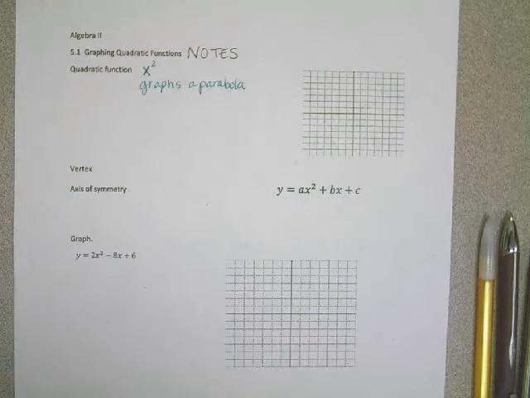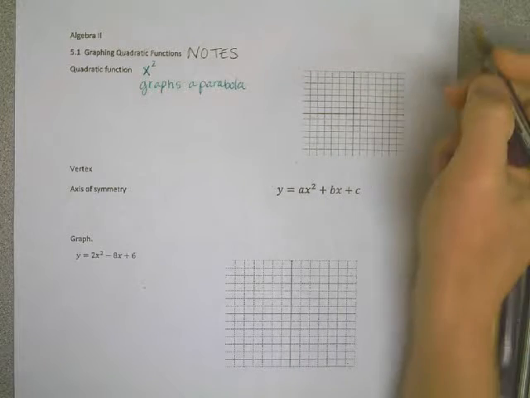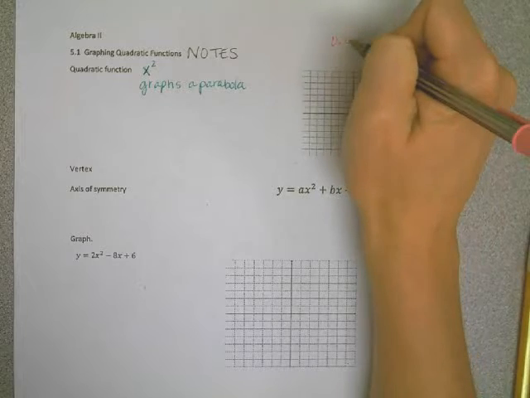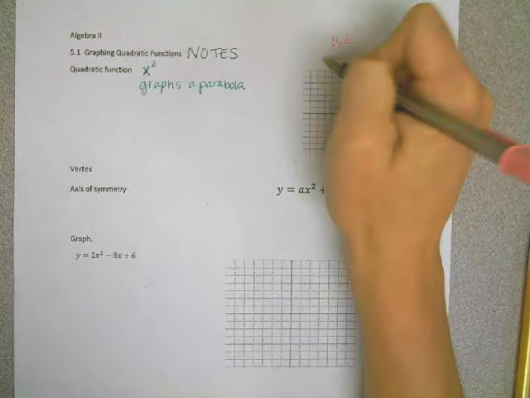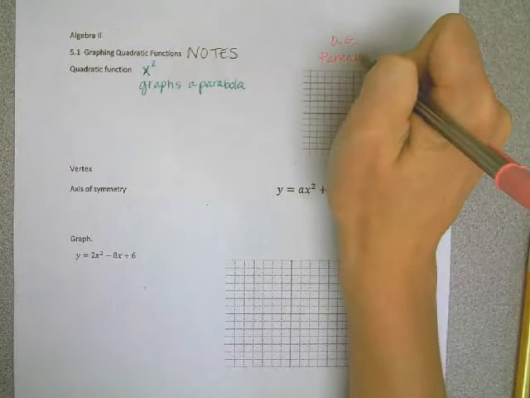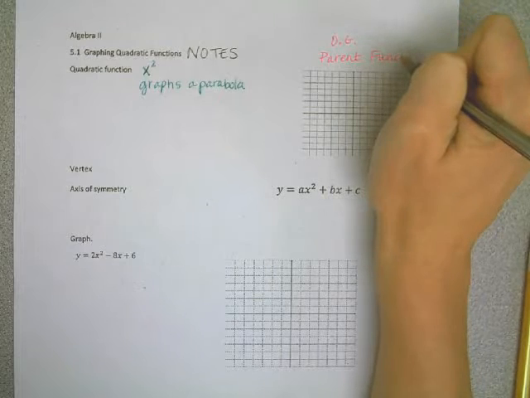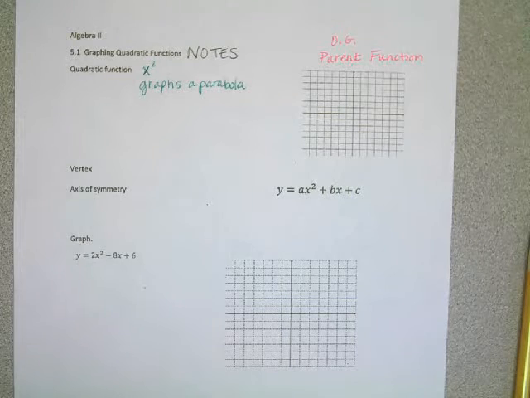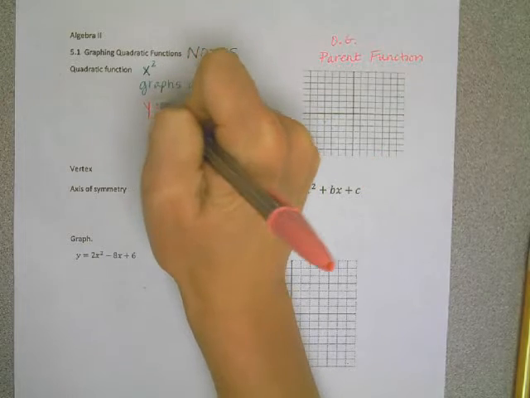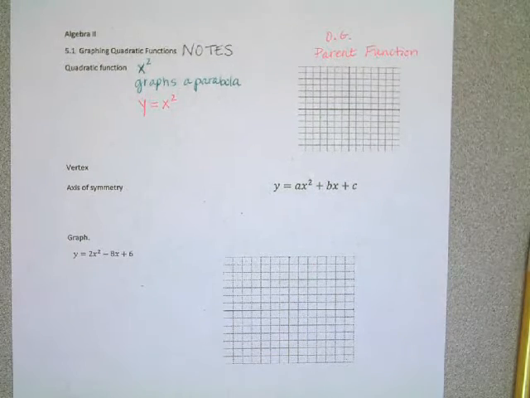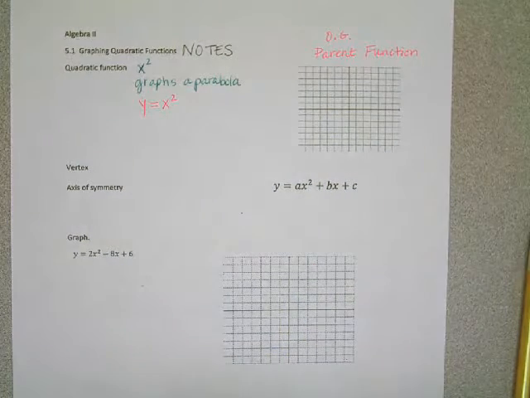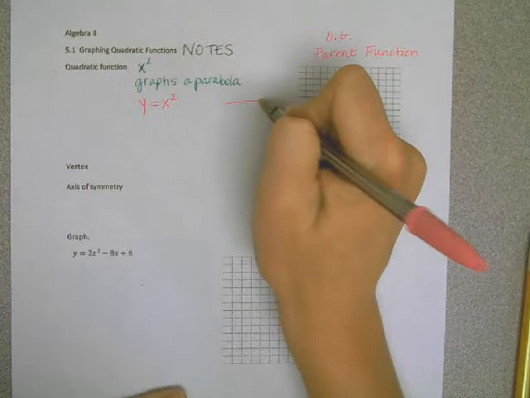We have a parent function, which I like to call the OG function. It's the original graph, or the parent function. The parent function is going to be y equals x squared. All of your quadratic graphs will look like this shape. They just might be shifted up, down, left, right, maybe wider or more narrow. So for this graph, I'm going to create a t-table.